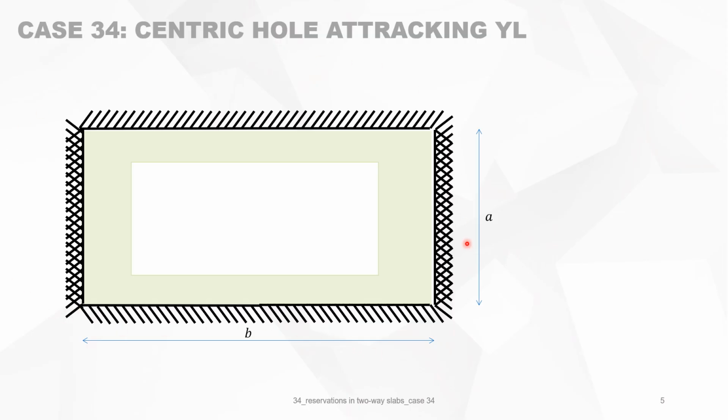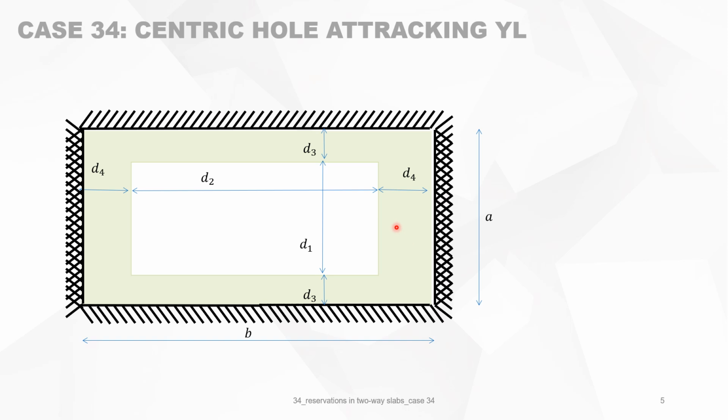We have a rectangular slab and there is a centric reservation in it. It's centric in both directions. And the dimensions are D1 and D2, D1 in the vertical direction, D2 horizontal. And it's situated central, so it means that on the left-hand side there is D4, and on top and bottom there is D3 as a distance.